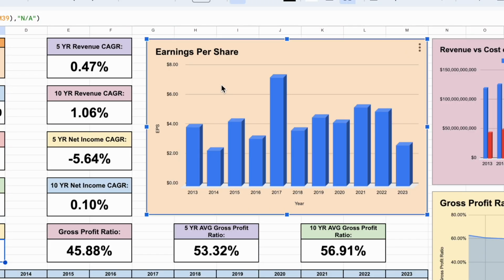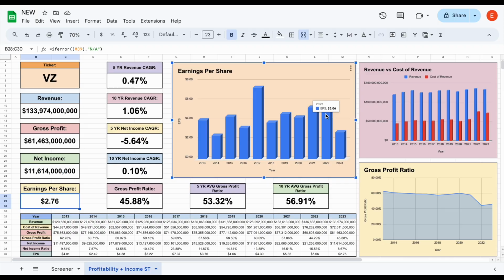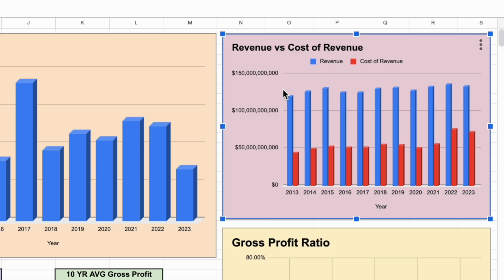Now, of course, we have earnings per share, obviously a very important metric, listed out right here. And so we can see the earnings per share trends over the past decade. So 2023 was around 2.76, which is a decline from 5.32 in 2021 and 5.06 in 2022. Now we also have two charts here. We have our revenue versus cost of revenue. So the blue line is going to be our revenue over the past decade, and the red bar charts are cost of revenue. Now this is really important, and basically what it's going to do is help us better understand the profitability trends for this company.